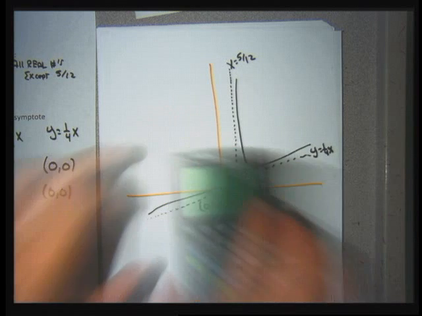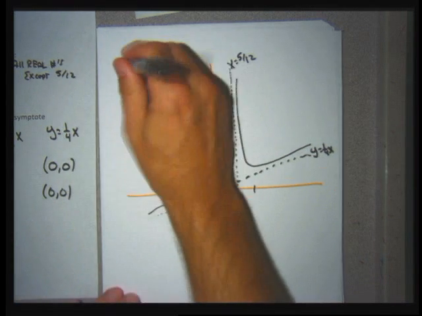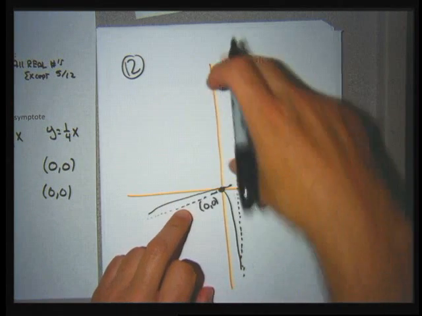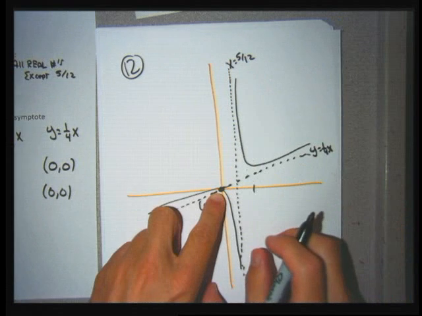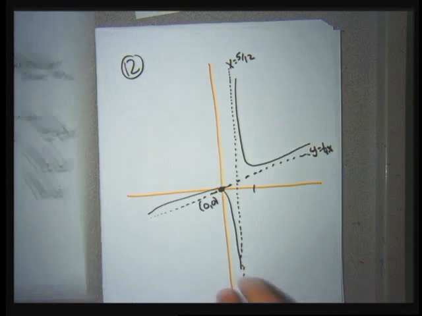good enough. This graph would be completely adequate for any test question on number 12, because it certainly shows the slant asymptote, the vertical asymptote, the x-intercept, the y-intercept, which is the same point, and the features of the rest of the graph, that looks reasonable.